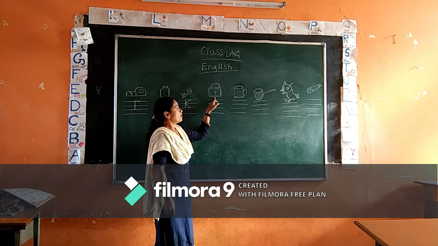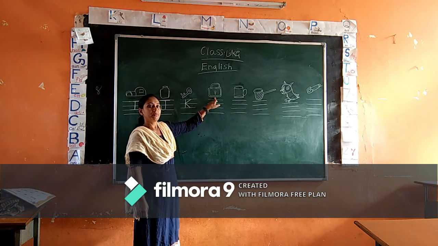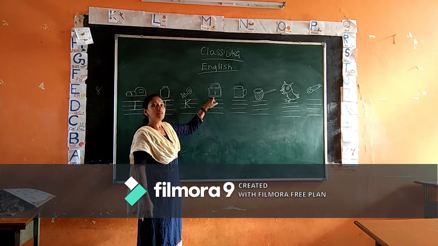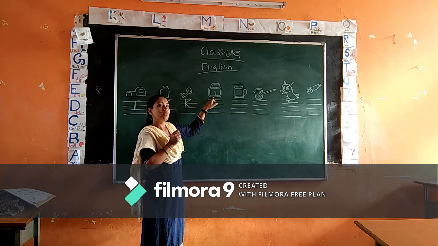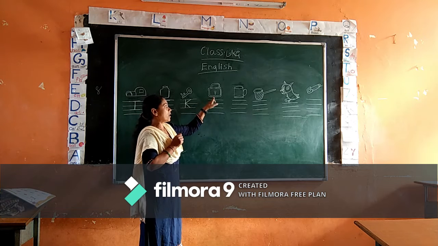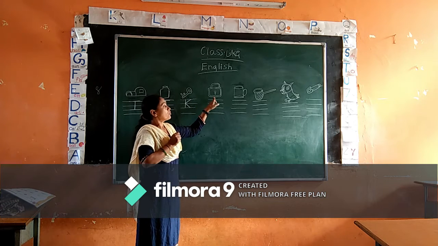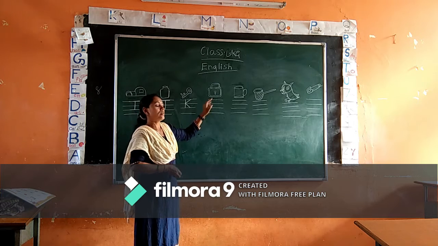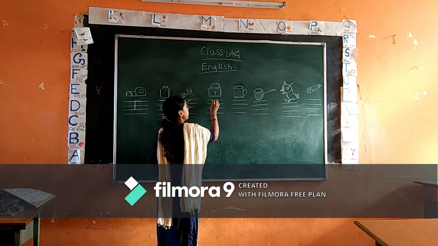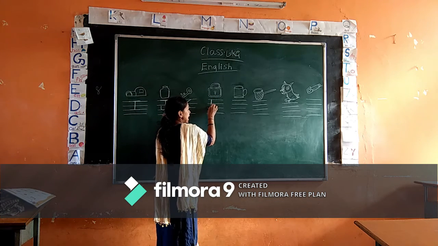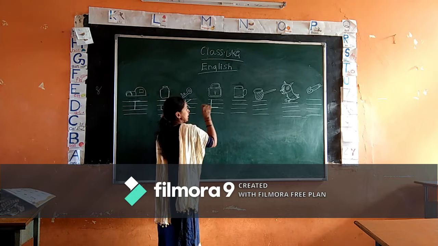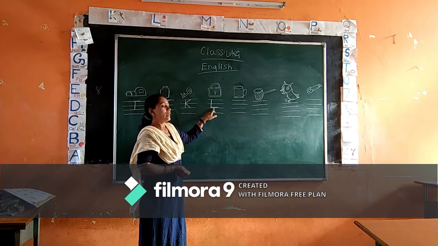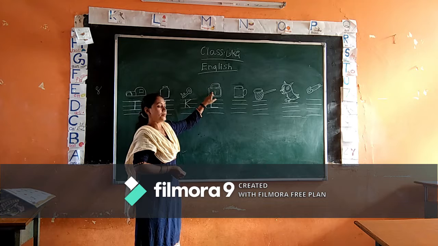Next one is L for lock. L for lock. Lock, we will lock the door. Okay? And also we will use the key for locking. This is L for lock. Write the beginning letter of lock. Standing line, sleeping line. L. Capital L. L for lock.